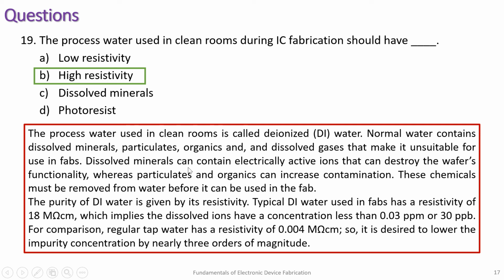Dissolved minerals. Is somebody giving a message? I would like to ask them to speak up because I'll have to go back and then read out what they have mentioned. So it would be better if you could speak up.